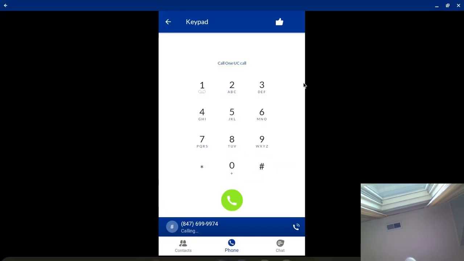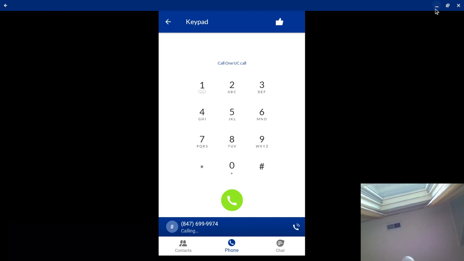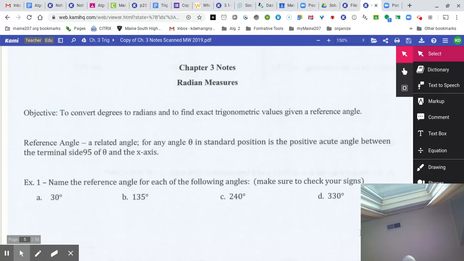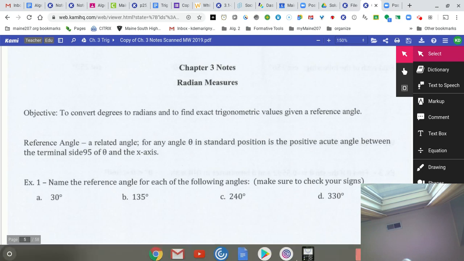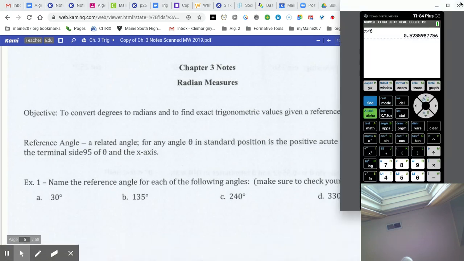See if I can get our calculator pulled up. We probably don't want to call anyone at the moment. Put that down. See if I can pull up the right one here. I'm trying to pull up your calculator. Let's see where it is. There we go. All right.